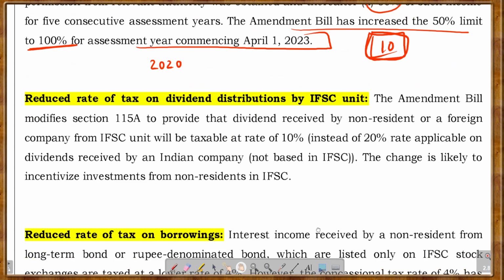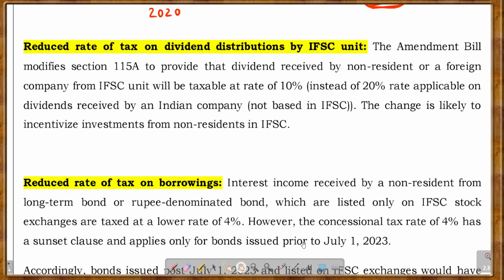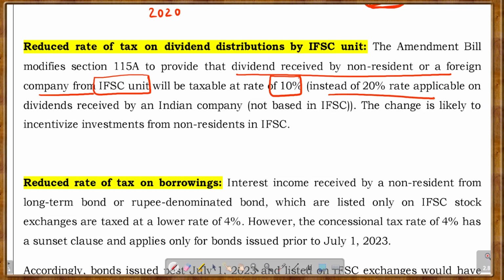Now, reduce tax on distribution of dividend. The amendment bill says, for a business of aircraft leasing, we have exempted it. But for the other businesses, dividend which is received by the non-resident or a foreign company from an IFSC unit will be taxable at 10% instead of the 20% which is applicable for an Indian company, right? So here, if any non-resident, any person who's living outside India, receives any kind of dividend from the IFSC unit, it will be taxed at a lesser rate, 10%.